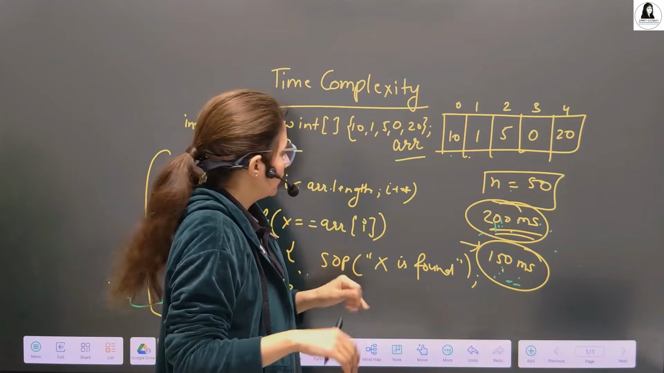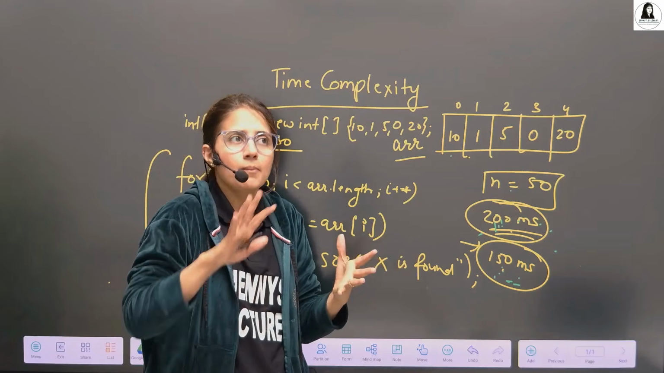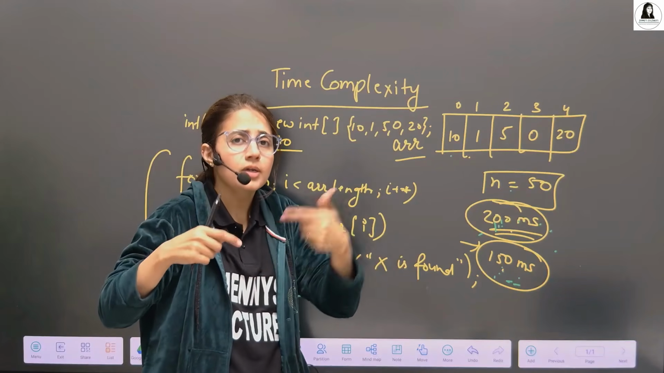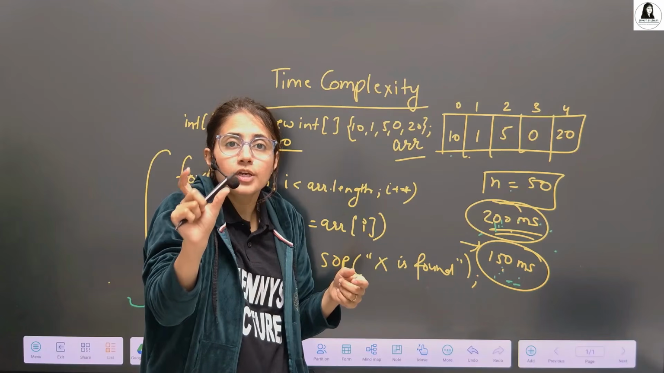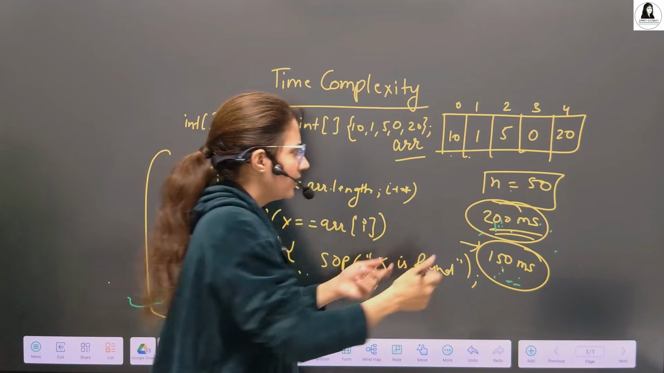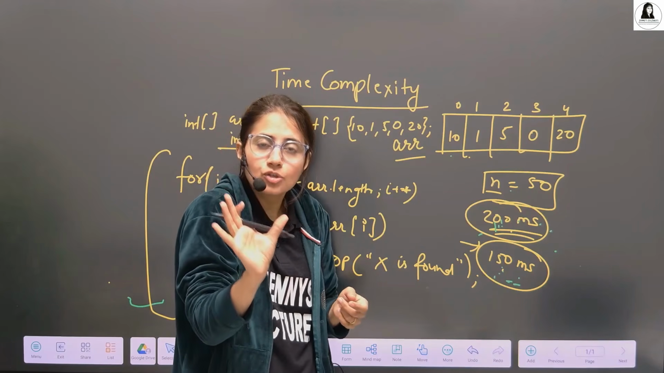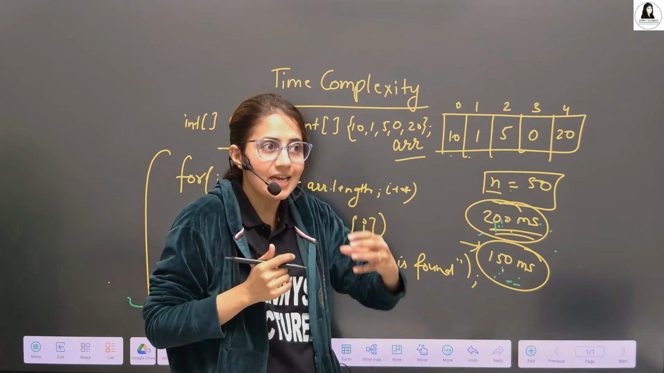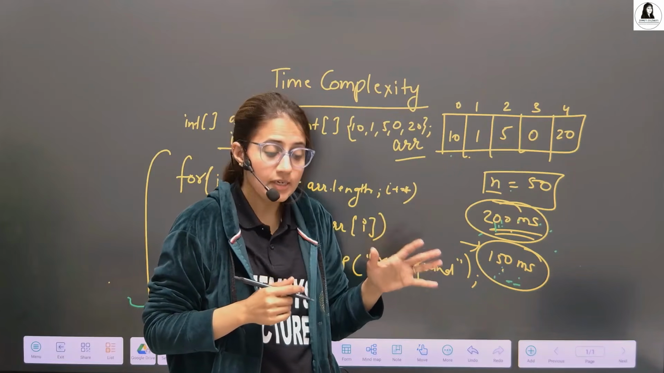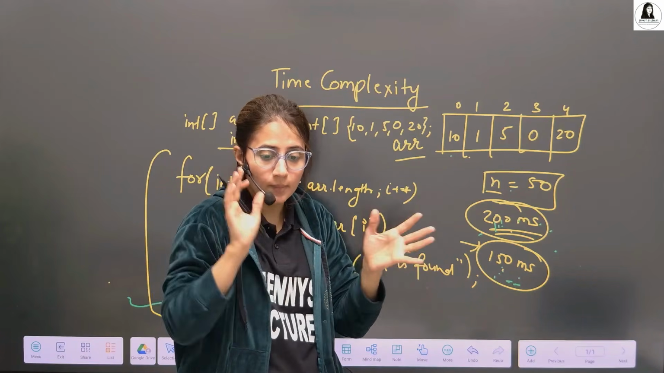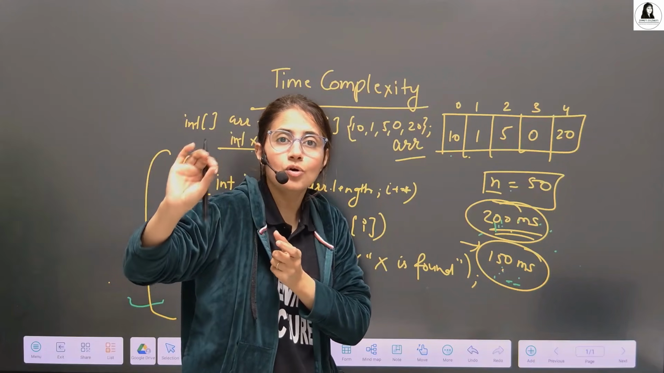Time complexity is basically the measure of the amount of time taken to run an algorithm as a function of input size. Input size, we generally take n. This line is important: as a function of input size. It's not exactly the time taken to run that algorithm or program. No. Obviously, it's a measure of the amount of time an algorithm takes to run as a function of input size.